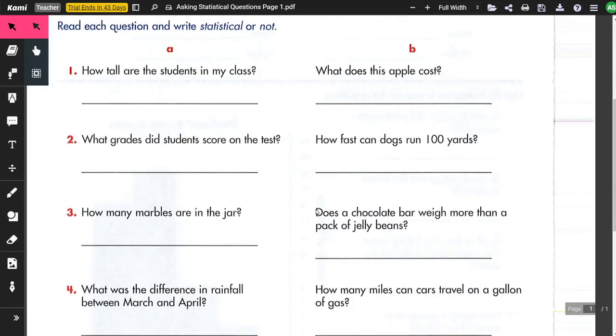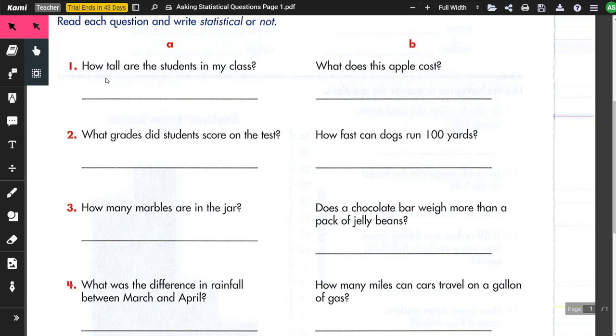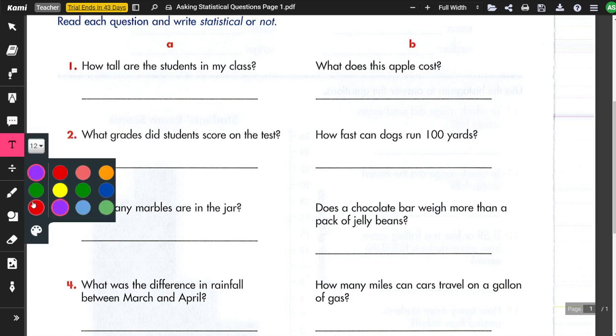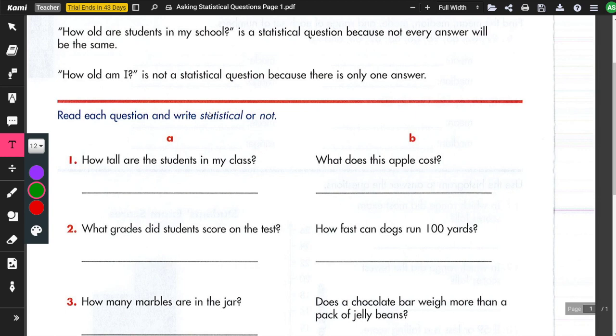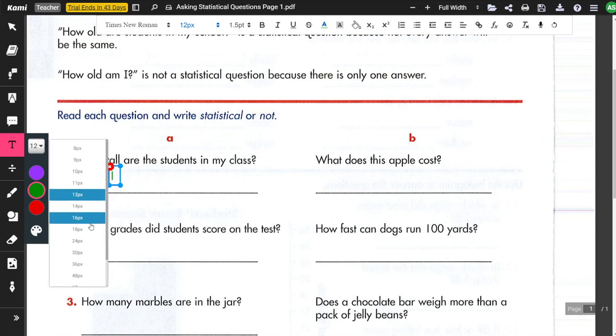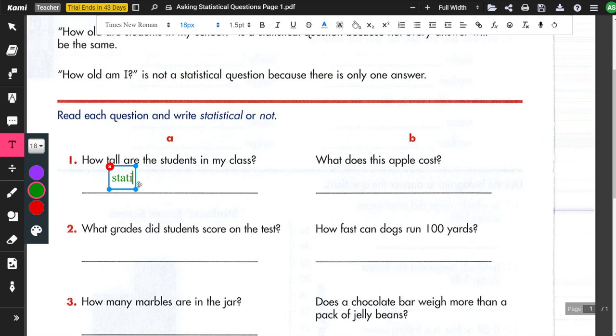So here we have some questions, and you're going to determine if these are statistical or not. And that's all you're going to write, statistical or not. We got to make sure we write statistical correctly because it is spelled a bunch of times on this paper. So, number 1, how tall are the students in my class? Well, we're not asking how tall a student is, we're asking the students. So this would be statistical because there's going to be more than one answer. So we write statistical.